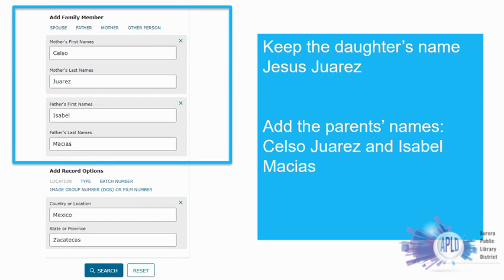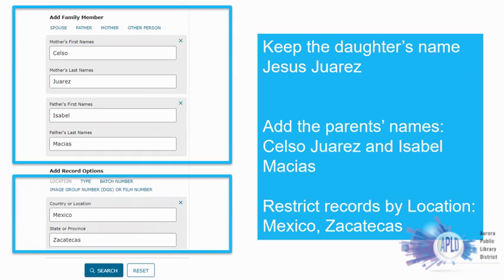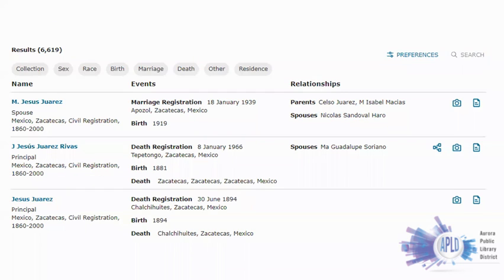Now keep in mind, in Mexico, if you're not aware, women do not change their name when they marry. They keep their maiden name. So it makes it much easier and much more fun to research them, because it's easier to find them. And then I'm going to again restrict the record results to the country of Mexico and the state of Zacatecas. Click on search, and here are my results.